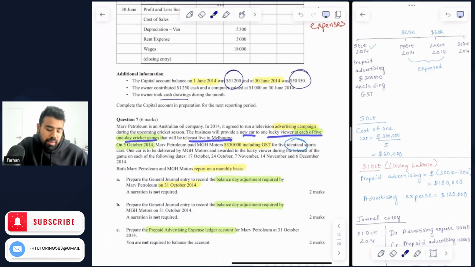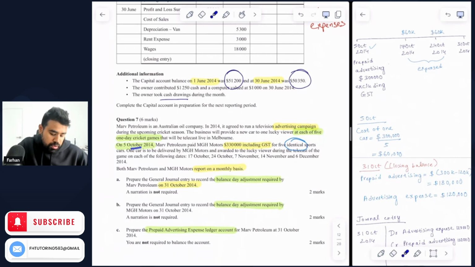So, what we understand based on the first paragraph is that Mark Petroleum wants to run a television advertising campaign, and as part of this advertising, they will purchase 5 identical sports cars, which they will give to one lucky viewer at each of the 5 cricket games that will be telecast live in Melbourne.